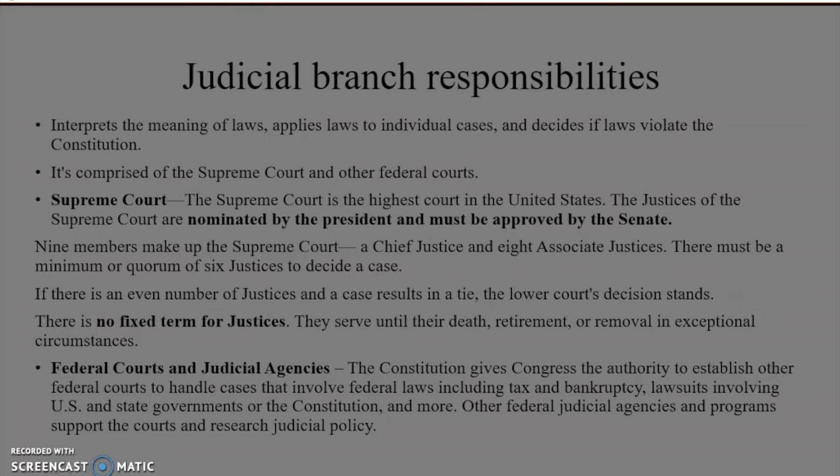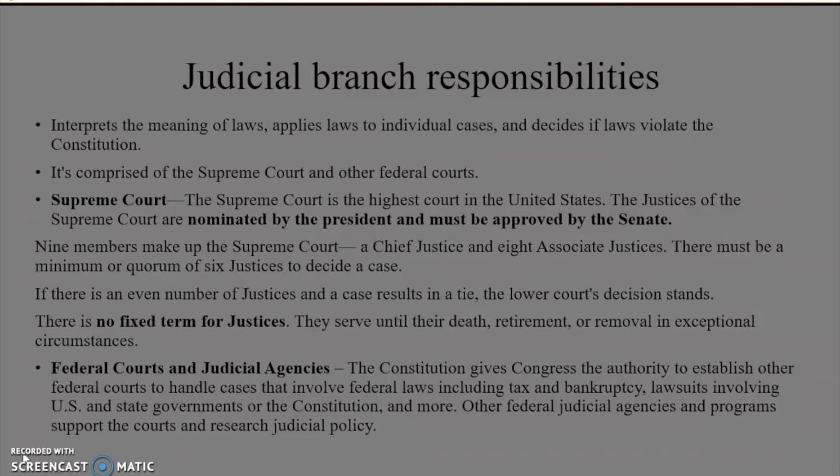Judicial branch responsibilities. Interprets the meaning of laws, applies laws to individual cases, and decides if laws violate the Constitution. It's comprised of the Supreme Court and other federal courts. Supreme Court. The Supreme Court is the highest court in the United States. The justices of the Supreme Court are nominated by the President and must be approved by the Senate.